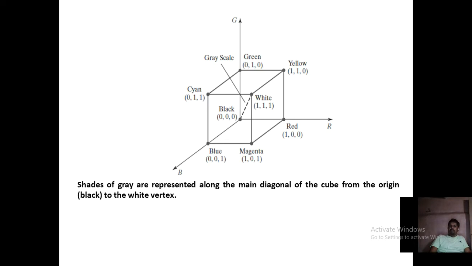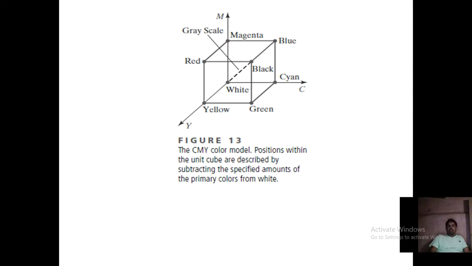Then if you mix green and blue, you can see cyan. This is what they have shown with the unit vector cube. Shades of gray are represented along the main diagonal of the cube from the origin black to the white vertex. From black to white you can vary the shade of those colors, meaning how much amount you mix, it will give different shades towards white. This is RGB. Similarly CMY, right?